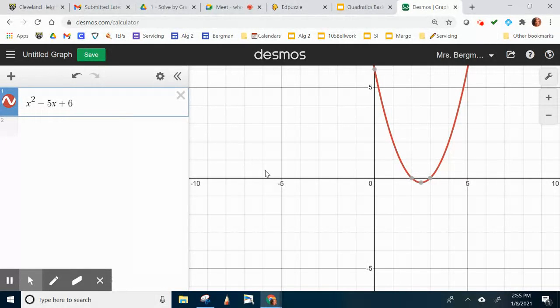The solution of a quadratic, when it looks like this, is where the graph touches the x-axis. So this is the x-axis. I see that it touches here and here. Those are the only places it touches the x-axis. There are two solutions, and those solutions are the x value of the coordinate. So in this case, the solution is 2 and 3. So that's one example of solving a quadratic.